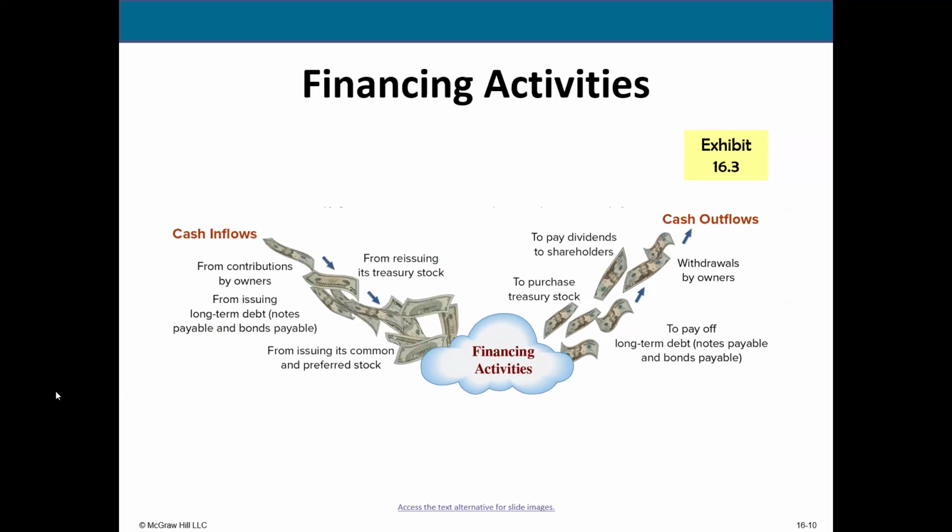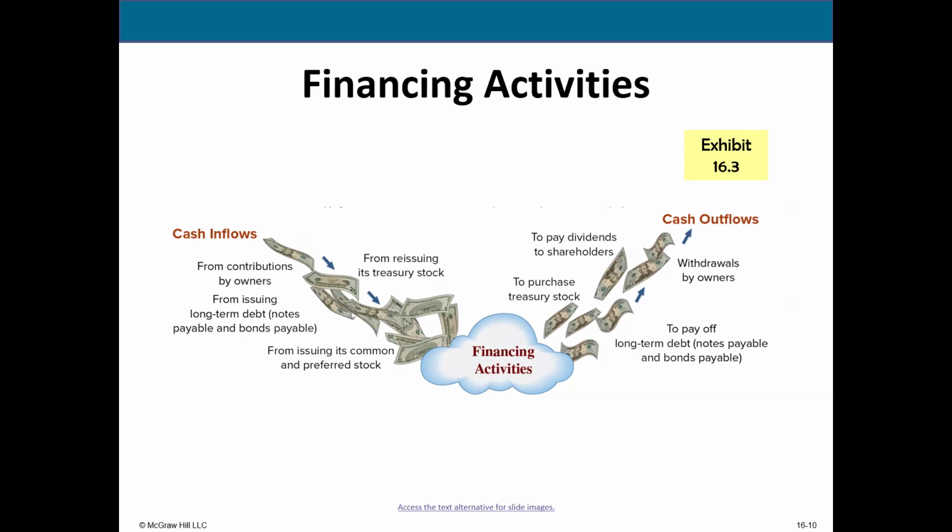Then we have financing activities. Financing activities are ways that we finance the operation of the business. Remember, there's two ways we can finance the business. We can issue stock or issue debt, right? Take out a loan or issue stock. Those are two ways you got cash coming into the business for financing activities.